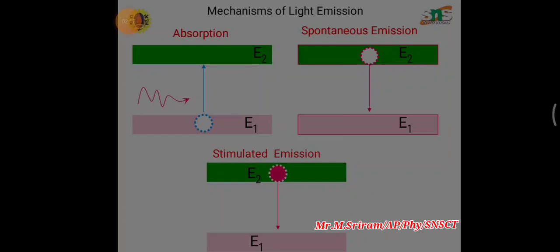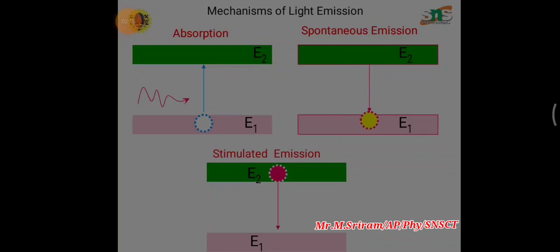Normally the atoms in the excited state will not stay there for a long time. Rather, they come to the ground state by emitting a photon E equal to h nu. Such an emission takes place by one of the following two methods: spontaneous emission or stimulated emission. This is spontaneous emission. The atom in the excited state returns to the ground state by emitting a photon of energy E equal to E2 minus E1. See the diagram.